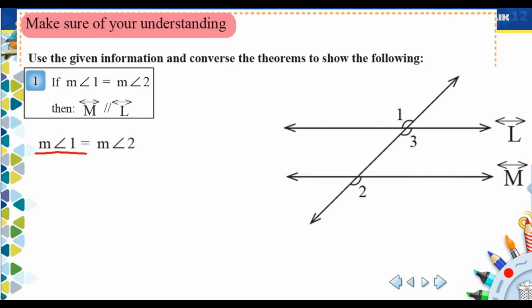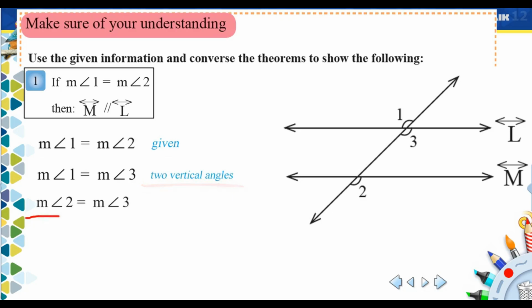Measure angle 1 equals measure angle 2. Why? Because it is given in the question. Then measure angle 1 equals measure angle 3. Why, student? Yes, good, because of two vertical angles. Now measure angle 2 equals measure angle 3. Why? Because if two quantities equal one quantity, then both of them are equal.